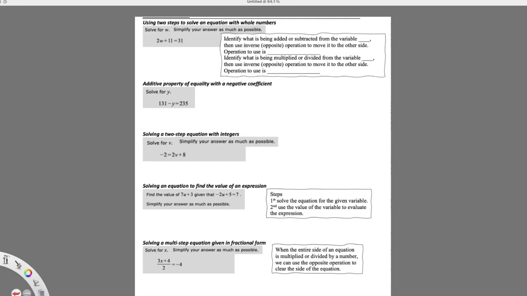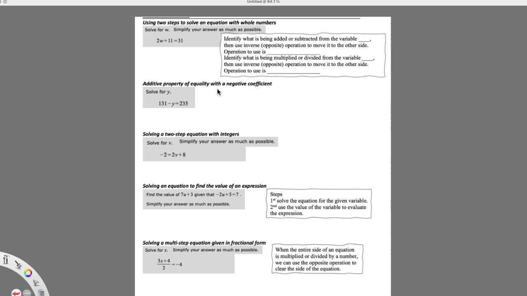Alright, so in this video we're going to start looking at solving two-step equations. So this is combining our additive and multiplicative properties that we practiced in the last couple of videos. We are actually going to practice the additive property right here. So we're going to be doing two steps from here on out. So first we're going to look at addition, subtraction, and then we're going to look at multiplication, division.